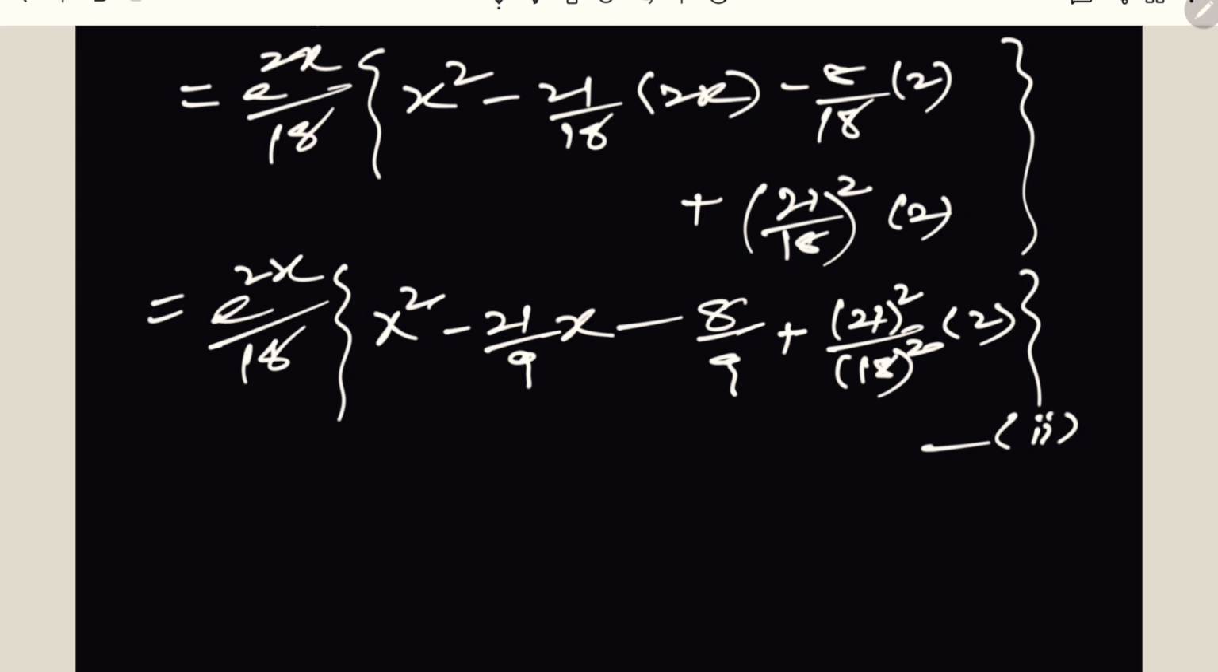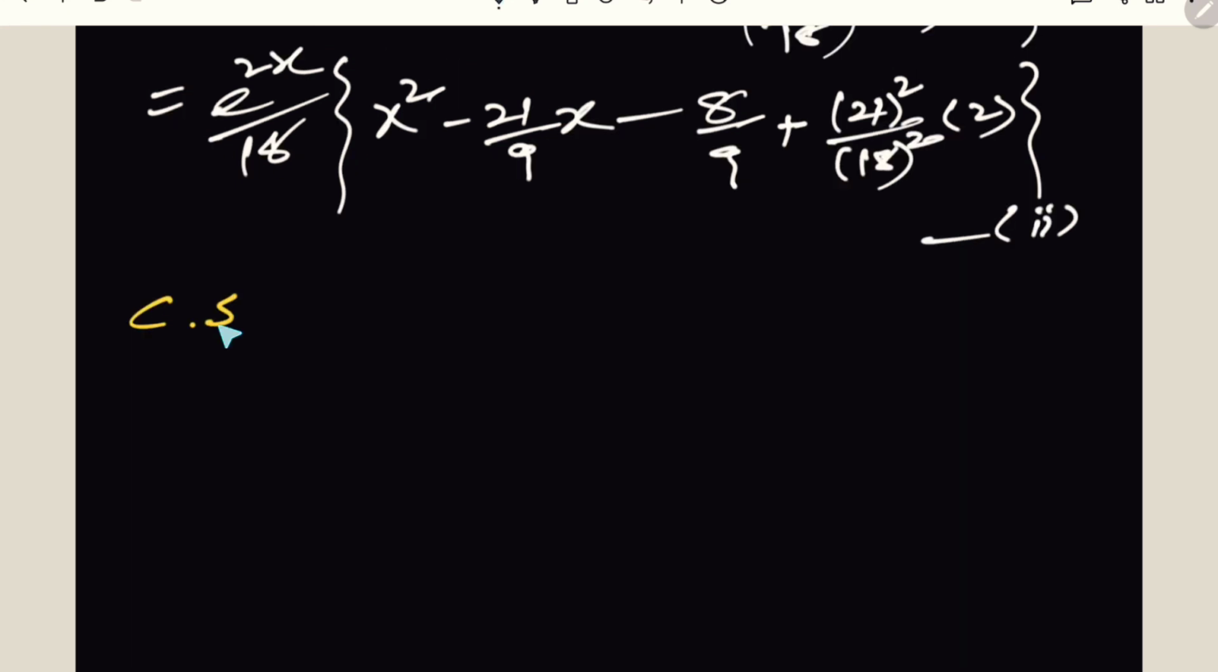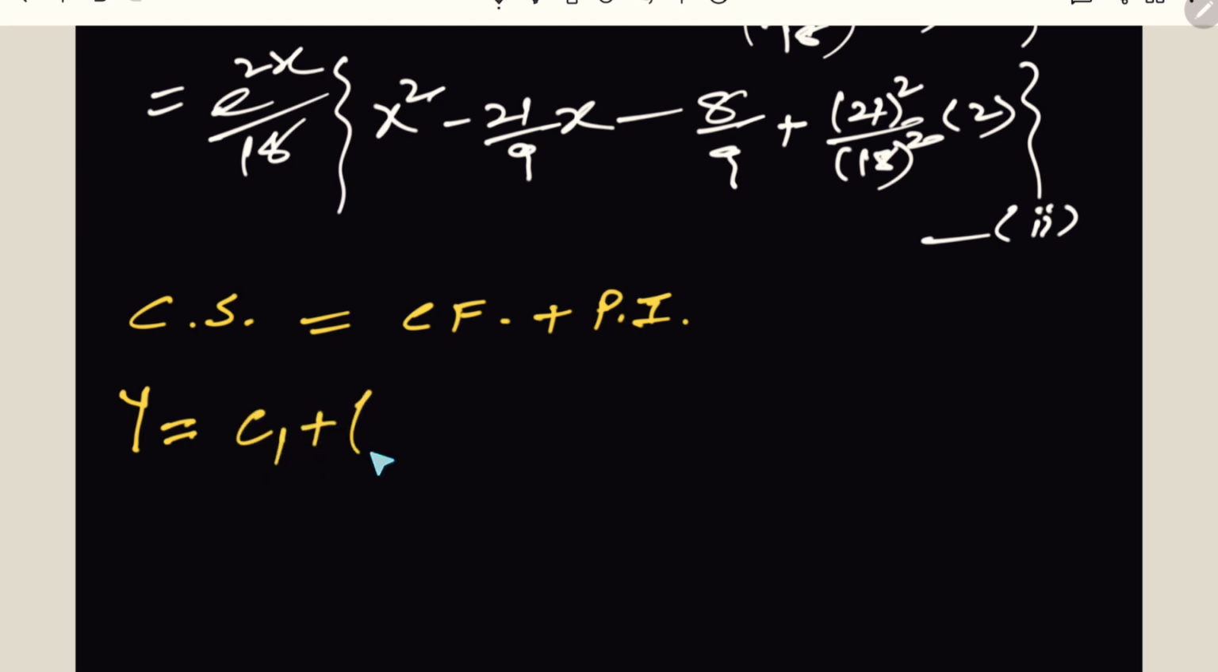Then we write down the complete solution, final solution, as sum of CF and PI, CF plus PI. And complete solution is always for the dependent variable. Here the dependent variable is y. CF is C1 plus C2 plus C3x and e raised to minus x. This is the CF, equation number 1.